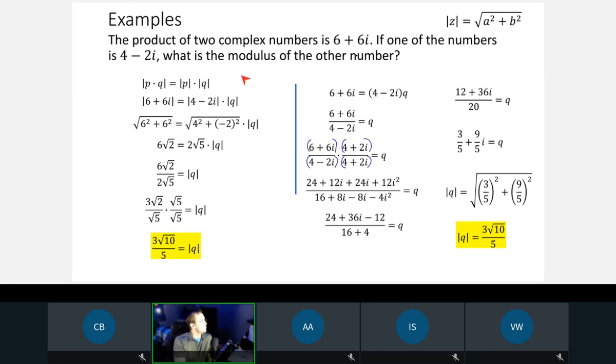So be careful on the word problems. If they want the modulus, we could do it this way. If they want to know what the other complex number is, we can't use this formula. We have to do it this way, and this way doesn't look as fun as this way. All right, we good?